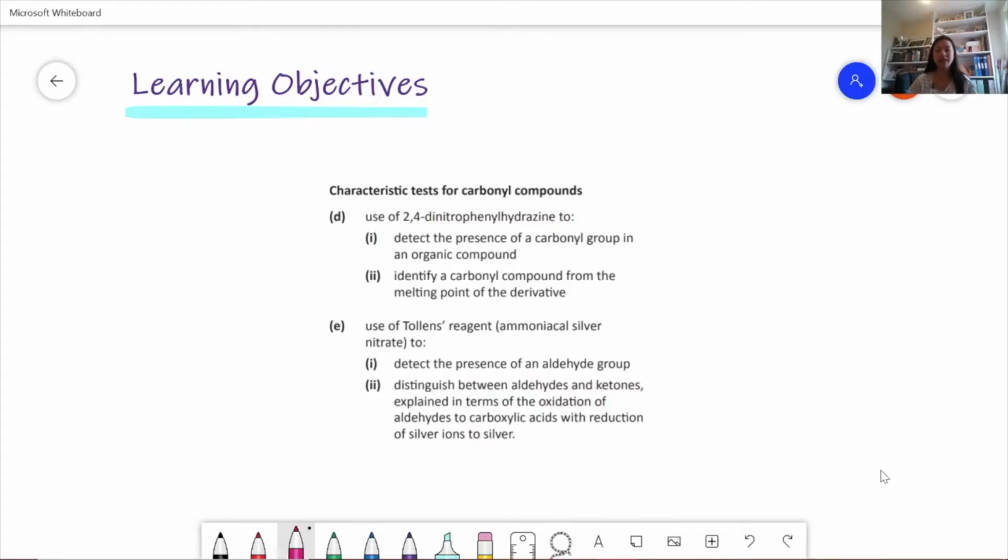Here are today's learning objectives. The first is to use 2,4-dinitrophenylhydrazine to detect the presence of a carbonyl group in an organic compound, and then to use it to identify a carbonyl compound from the melting point of the derivative. And then we're going to be looking at the use of Tollens reagent to detect the presence of an aldehyde group and distinguish between aldehydes and ketones, explained in terms of the oxidation of aldehydes to carboxylic acids with reduction of silver ions to silver.